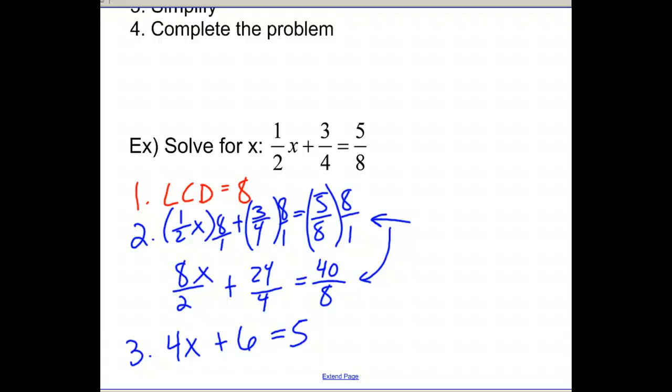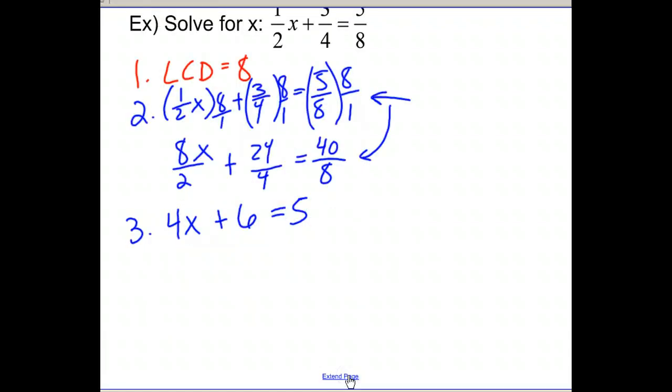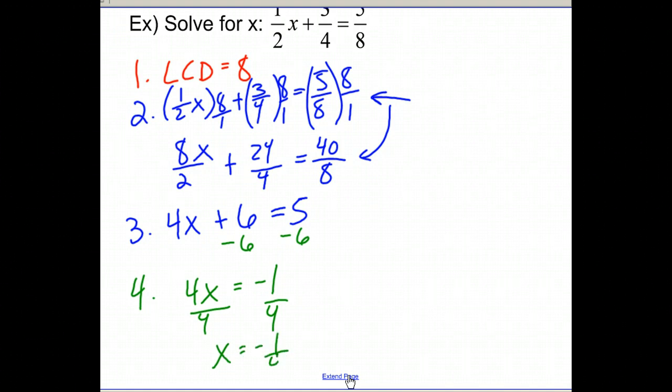And then lastly, once we have this simplified equation, our last step here, I'll change my colors, is just to solve. So if I solve this equation, I'm going to subtract 6 on both sides. I'm left with a -1 and divide by 4. So x is -1/4.